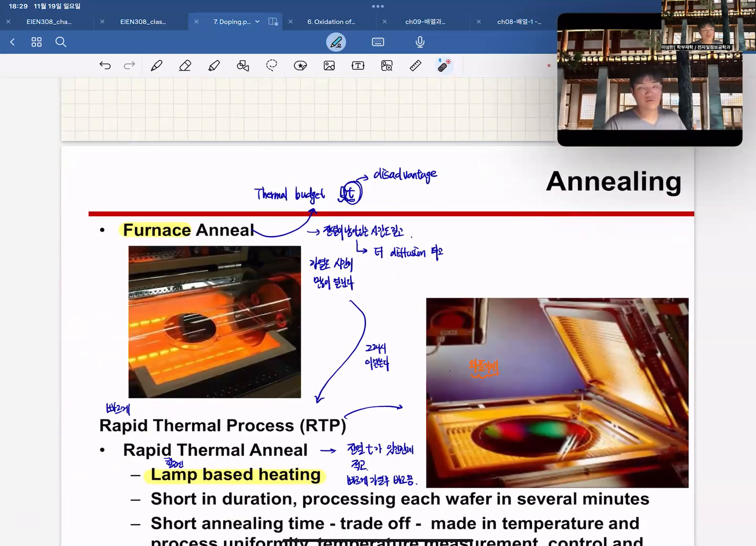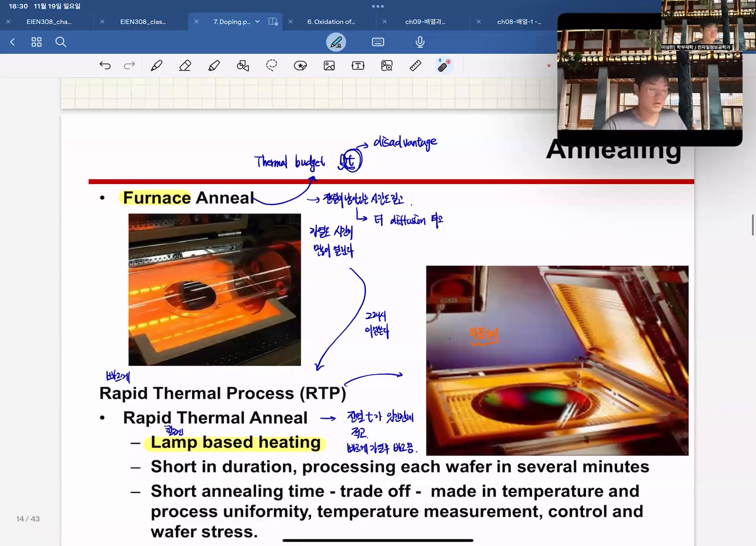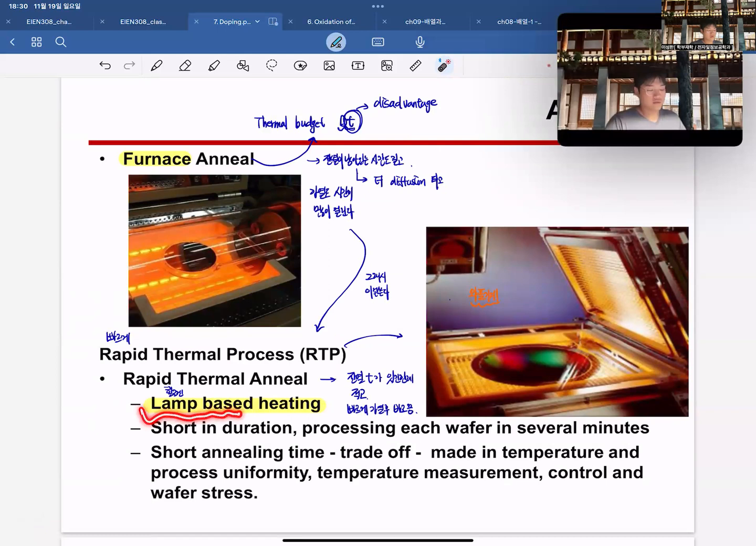Step 1 is diffusion, and step 2 is drive-in. We need thermal energy, and how can we give it? It's called annealing. Annealing uses a furnace, or other annealing uses lamps, halogen lamps. The furnace takes more time to create the thermal energy we want, and the cooling down time is just too long. So the heat remains in the substrate, dopes other areas, and it is hard to control.